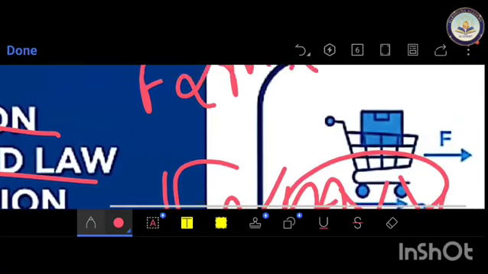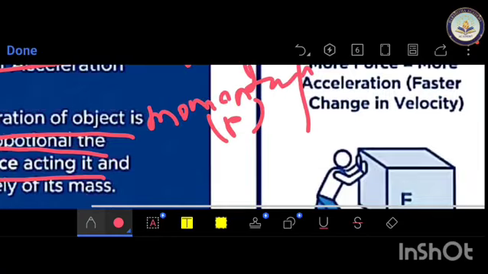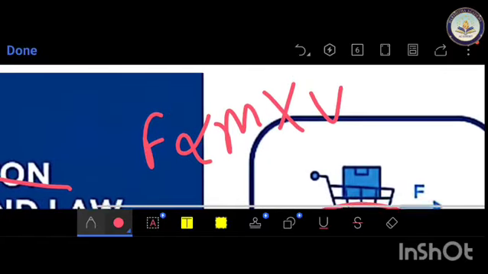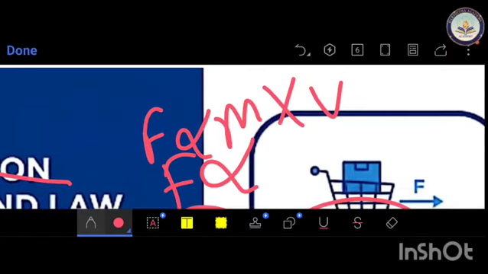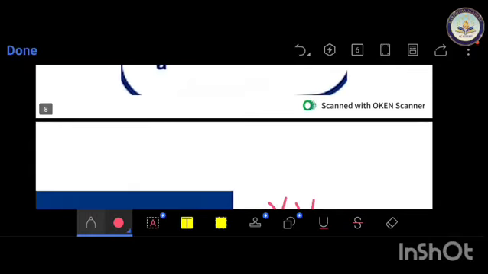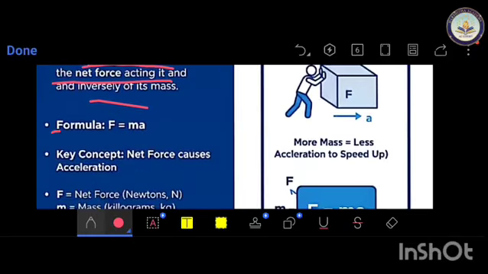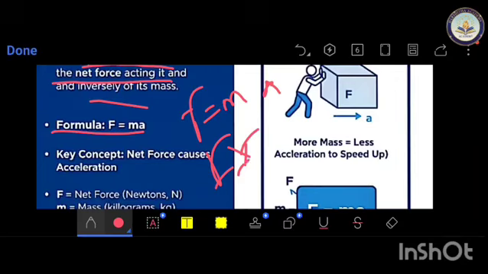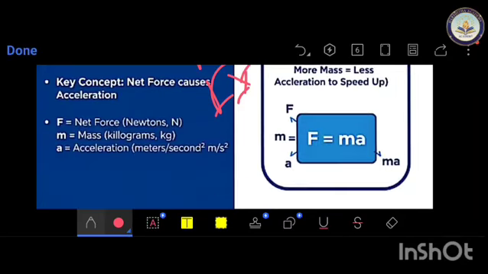We know that mass into velocity equals P, momentum. So force is directly proportional to P. This is about the second law of motion. Next, the formula F equals ma. Force equals mass into acceleration, whereas momentum equals mass into velocity. It's a key difference. And F is the net force, measured in newtons.